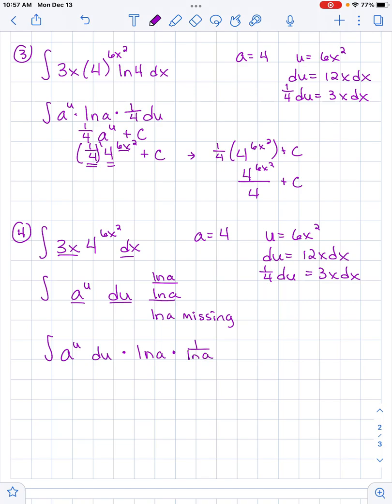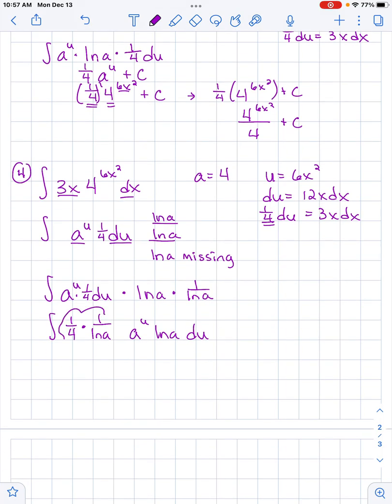I forgot my 1/4 on the du. You should have said something. I forgot that 1/4. Okay, what I've got now is all of the parts that I need. I have this 1/4 that I'm going to pull out here. I have a 1 over ln a that's a little bit extra as well. I have a to the u. I have ln a. I have du. These two are just constants. The natural log of a is just a constant. So what I can do is move both of those outside of the integral. And now I've got all of the parts I need. I have all 3 parts.